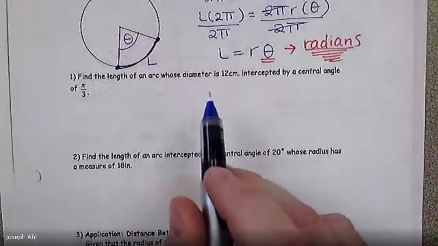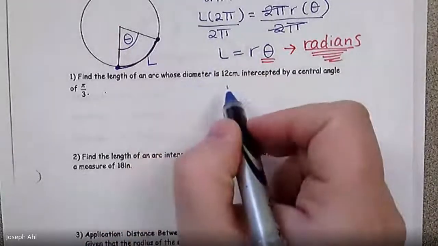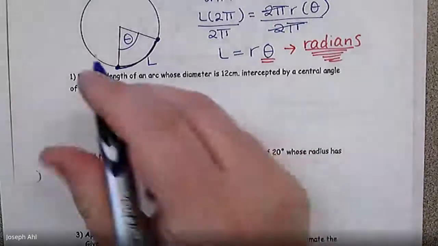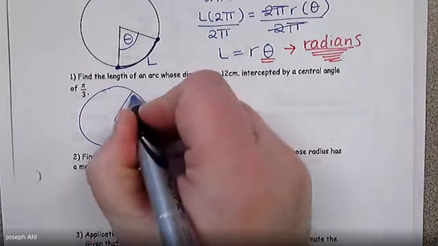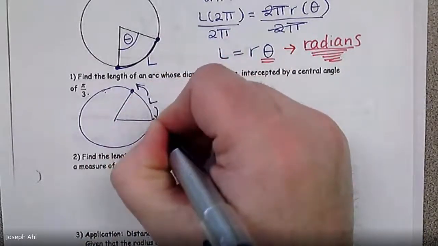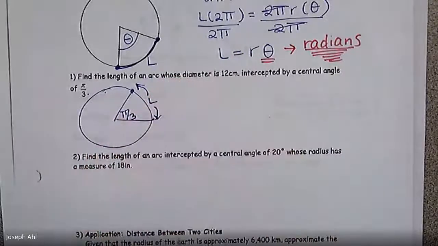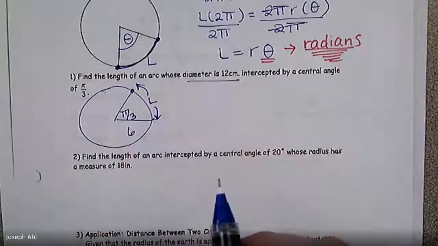Let's do the question that we did earlier, but now we're gonna think of the arc length. So I wanna find the length of an arc if the diameter is 12 and the central angle is pi over 3. You know, don't expect me to draw a picture for every one of these, but just to show you what I'm looking for, this length L spans from here to here, whose central angle is pi over 3. And again, if diameter is 12, that means radius is 6.